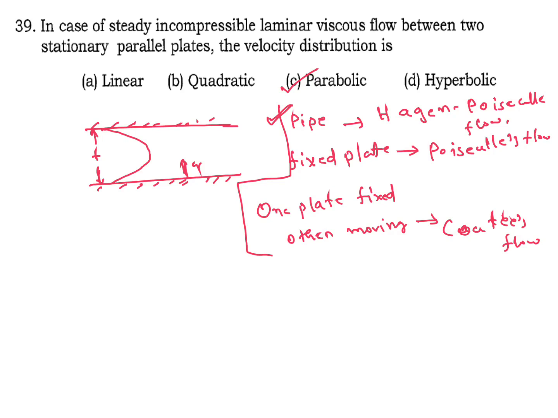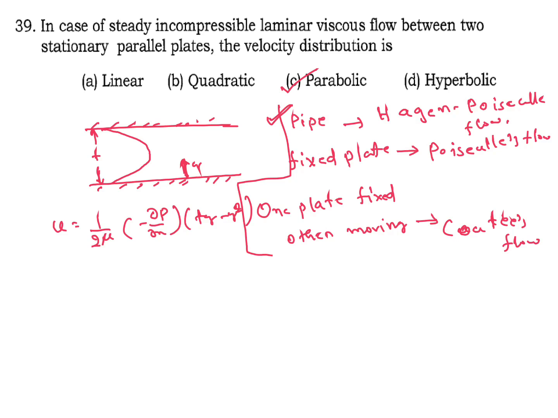For U, it's 1 by 2 mu into ∂P by ∂x into (Ty minus y square). T is the gap between two plates. Y is the distance from the lower plate. Direction is from bottom towards top.